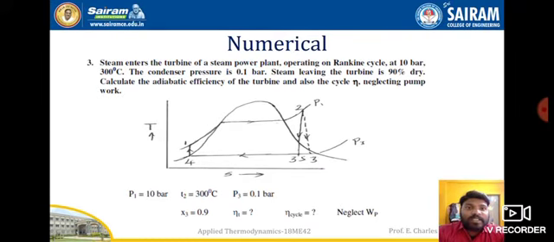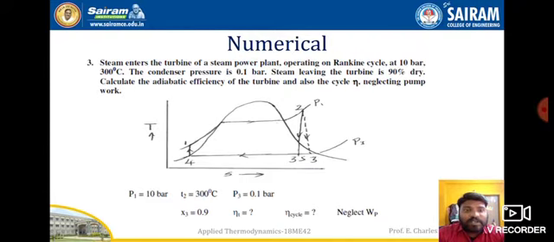So what is the data given here? Steam enters the turbine of a steam power plant operating on Rankine cycle at 10 bar. So that means P1 is taken as 10 bar. So here two pressures are there. In the diagram they have taken P1 and P3, or you can take P2 and P3. At the second point you can take P2 bar, and at the third point you can take P3 bar, or P1, P2. It depends on your comfort. So you can take two different pressures, the highest pressure is 10 bar, and T is equal to 300 degrees Celsius.